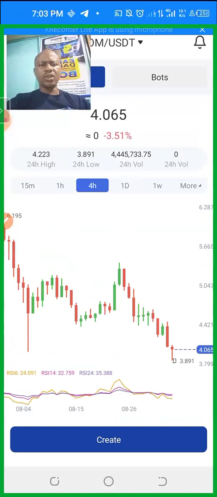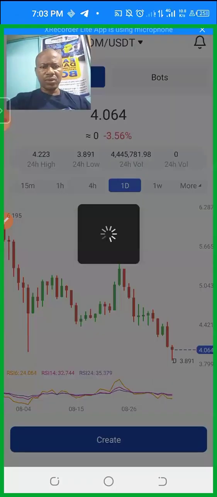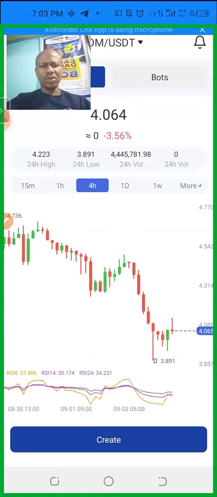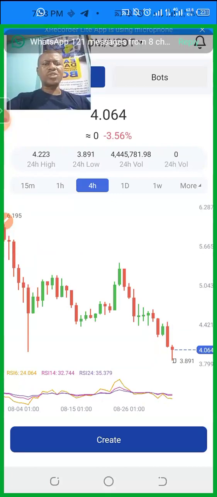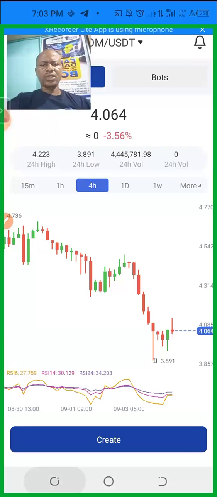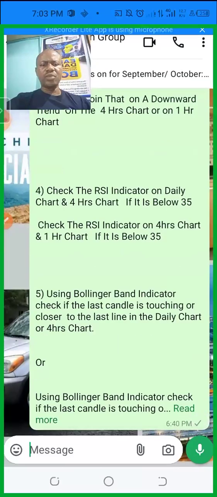Then on the 4 hour, the RSI is also 24. Wow, this is a perfect coin to enter. So the lower the RSI, the higher profit you can take, because it shows that the coin has really been oversold. So the next criteria to check is using the Bollinger Band.